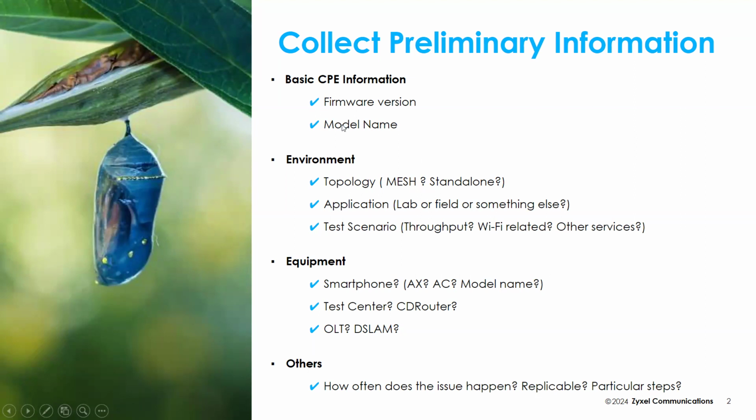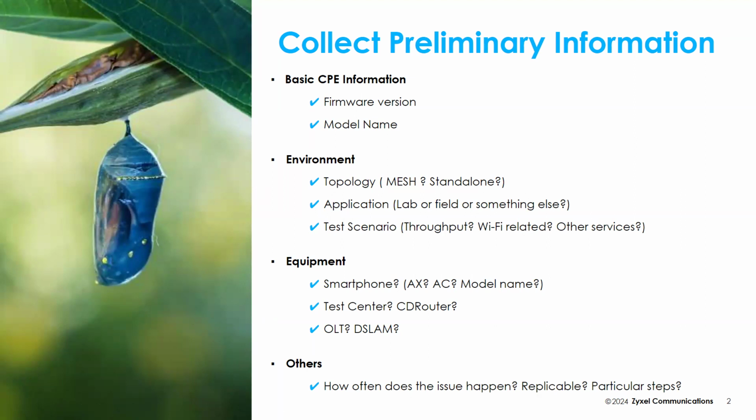For example, when customers report an issue about a mesh product, the first information we need is the basic CPE information, such as the model name and the firmware version. Also, if possible, we would like more detail about the environment setup. For example, what topology do they use at the moment? Is it a mesh topology, or is the device just a standalone CPE?